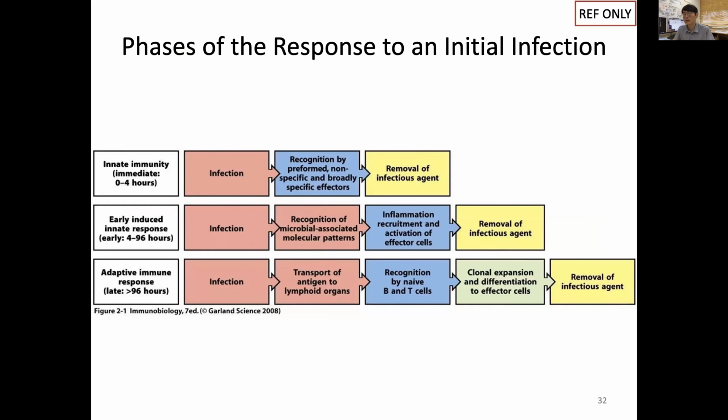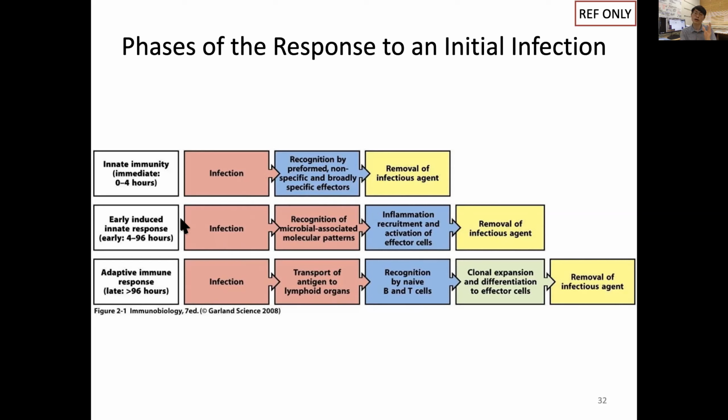So this is the final part of this review: the phases of response to an initial infection. Let's focus on the timeline, which is important for us to know. When an infection happens, we need an immediate first line of defense, which is innate immunity. It is a recognition by preformed, non-specific, and broadly specific effectors, such as we see with LPS, which then recognize it and kill and remove these infectious agents.